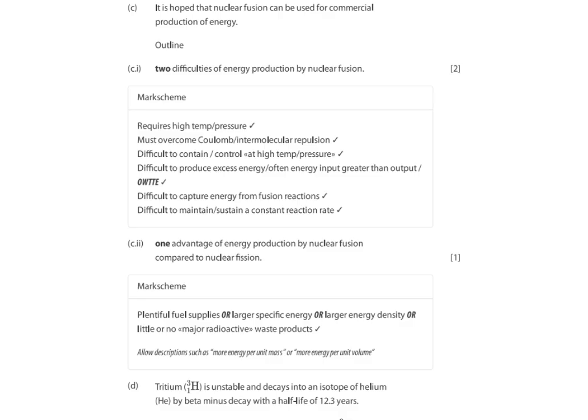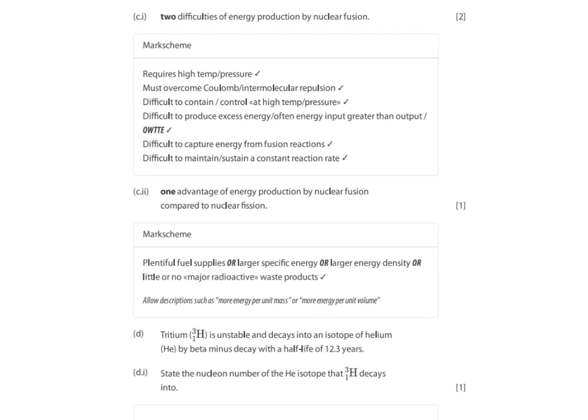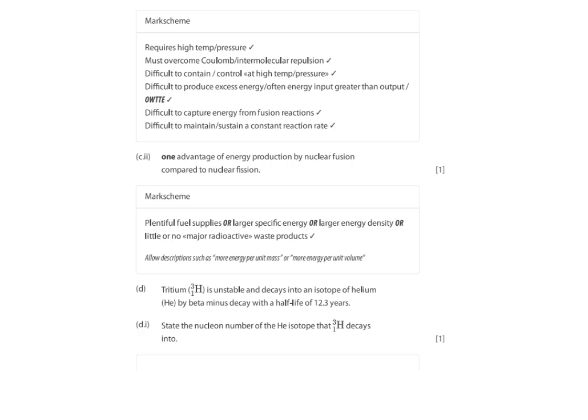It's difficult to do. But one advantage, that's CII, of energy production by nuclear fusion as compared to nuclear fission is plentiful fuel supplies, so we don't have to get large nucleus radioactive materials like uranium, and little to no major radioactive waste products. That's a big deal. From nuclear fission, we have radioactive waste that you need to deal with. With nuclear fusion, you don't.